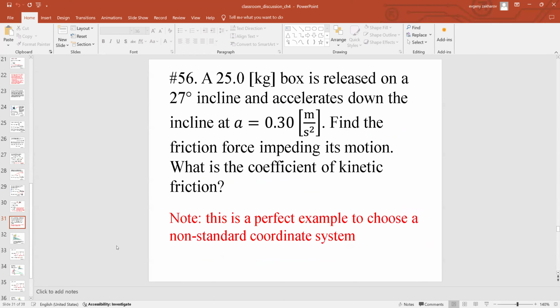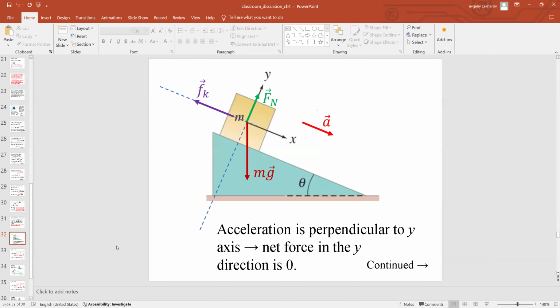Okay, we got a box released on an inclined plane. That's probably the worst case scenario for dynamics, because it's going to cause a lot of trigonometry. We got the constant acceleration, good news, and there is friction. And the question is, what's the coefficient of friction? It doesn't matter what's given, it doesn't matter what's missing. Chances are you have to do dynamics and kinematics as usual.